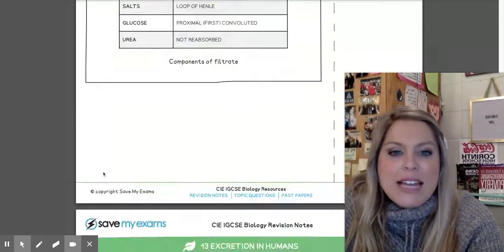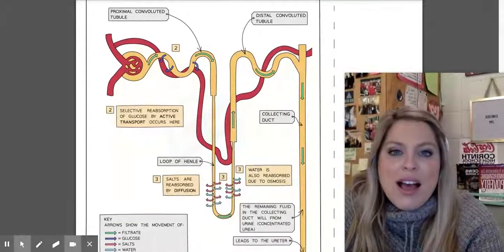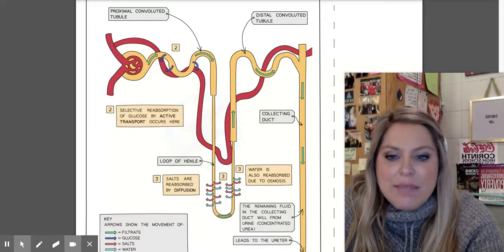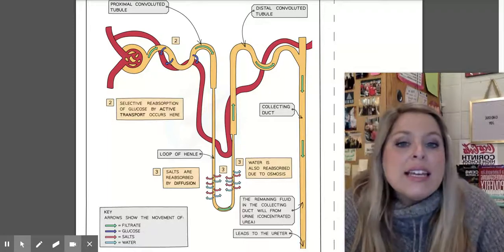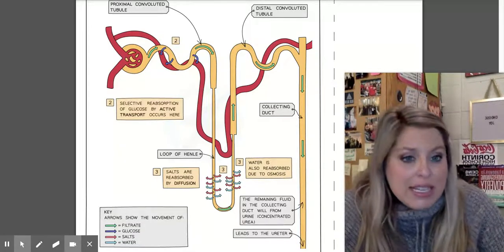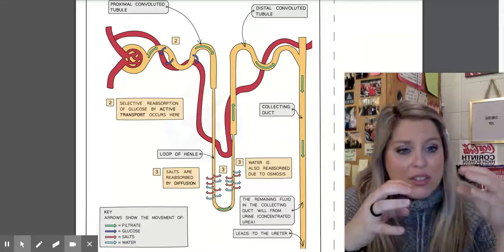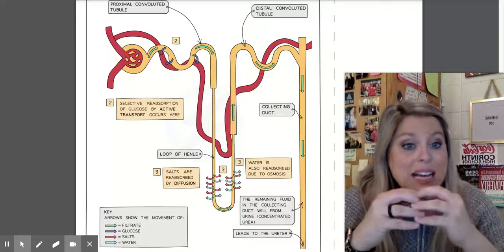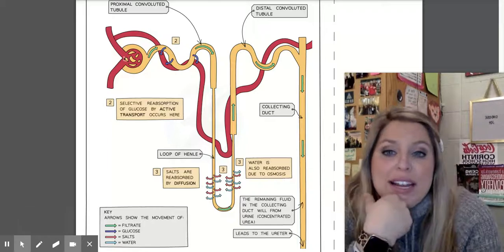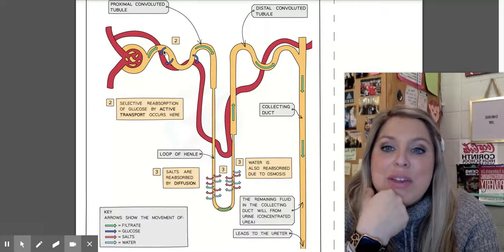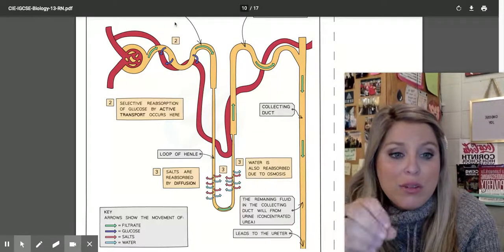Okay, so again, here's that picture I kept telling you about. This is the one that's going to be a little easier to understand. The different arrows indicate what is leaving and what is staying. The green arrow indicates the filtrate. So this is the liquid material, where everything that is going to leave the body eventually ends up in the filtrate. When the filtrate meets here at the glomerulus, you can see that the glucose is then leaving at that proximal convoluted tubule, the first tubule.